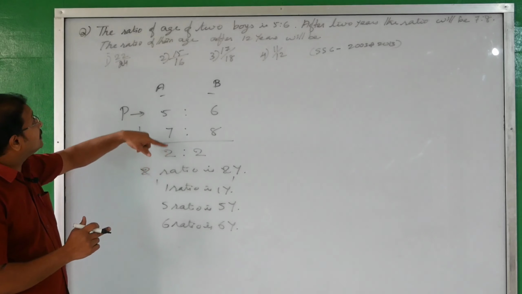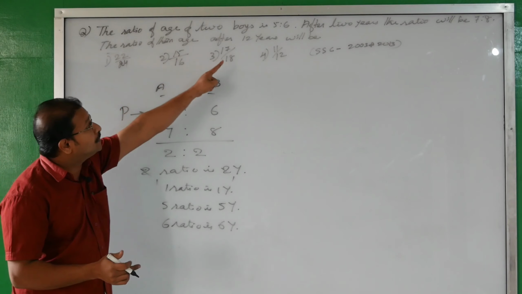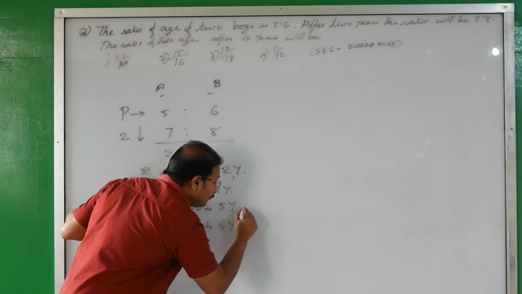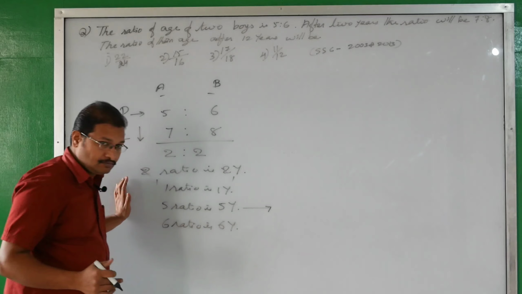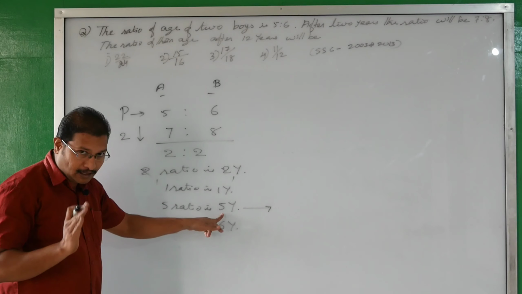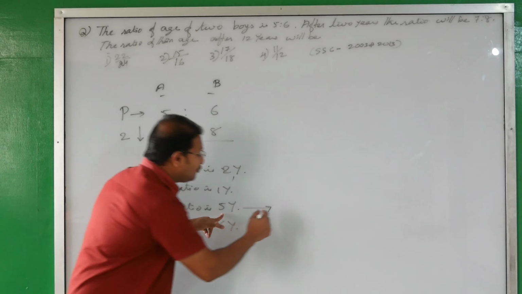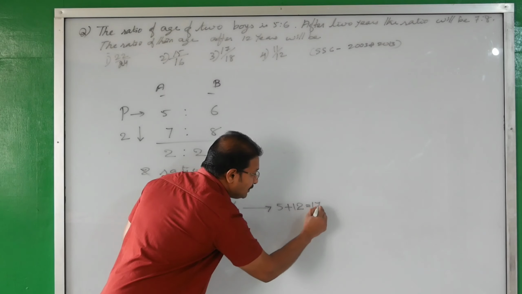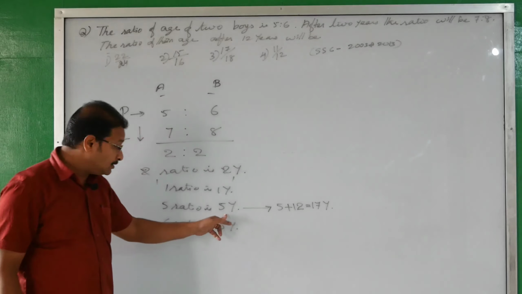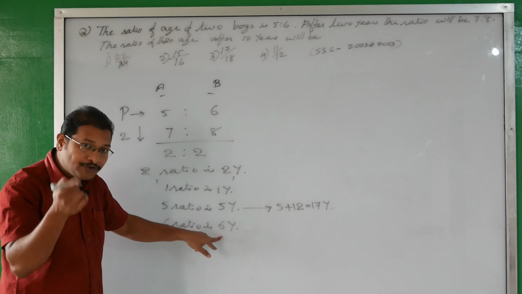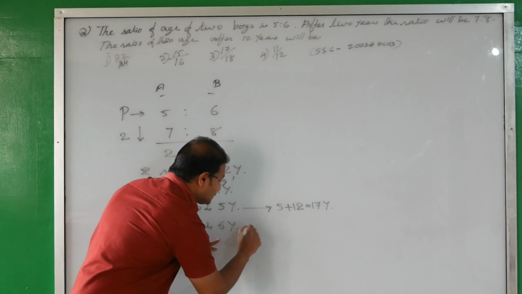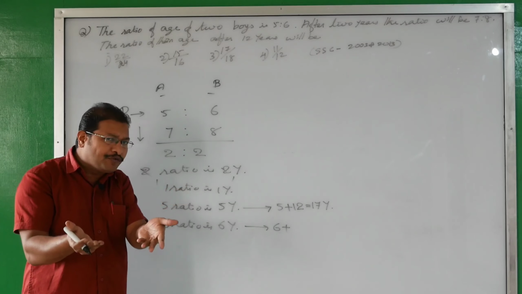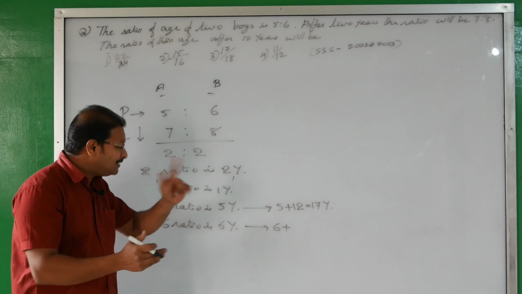Now what is the condition? The ratio of their age after 12 years. After 12 years, what will happen to the first person? 5 plus 12, that means you will get 17 years. Second person after 12 years, what will happen? 6 is the present age, so after 12 years, 6 plus 12.